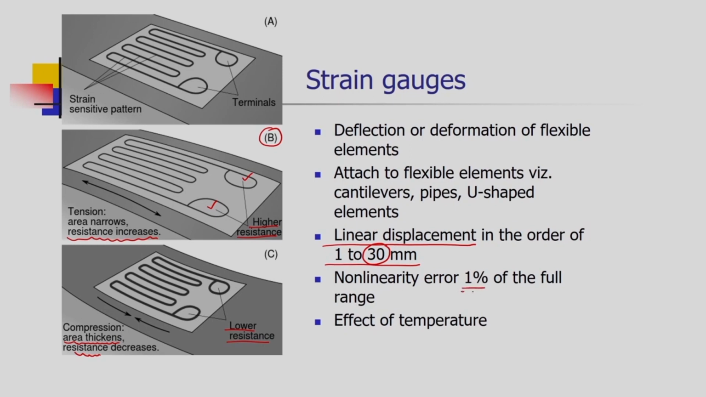However, they do have a non-linearity error of 1%, and it is basically due to temperature, because when the temperature is high, in harsh conditions, the temperature will affect the material properties of the metal foil or the metal, and that may lead to errors in the measurement of the strains. These types of strips are attached to cantilevers, pipes, U-shaped elements, and accordingly the strains are measured.